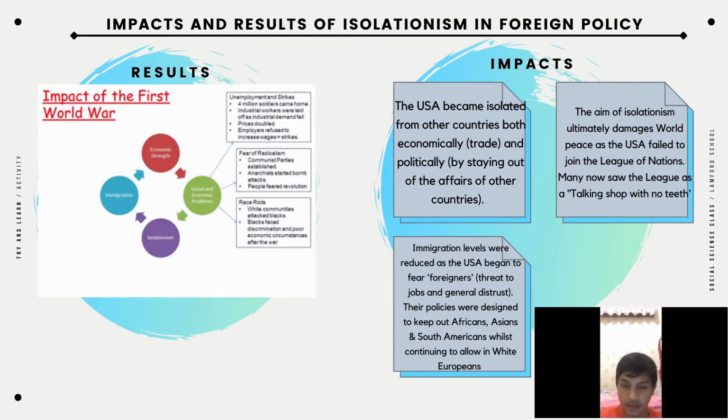And the last one is immigration levels were reduced as the US began to fear foreigners, threats to jobs, and general distrust. Their policies were designed to keep out Africans, Asians and South Americans, whilst continuing to allow in white Europeans.